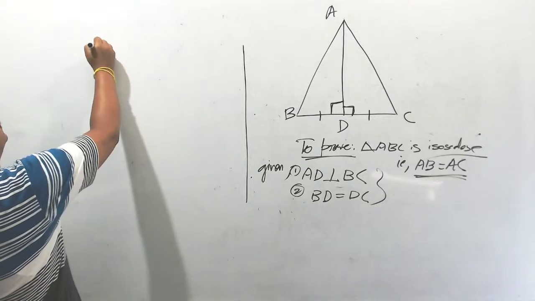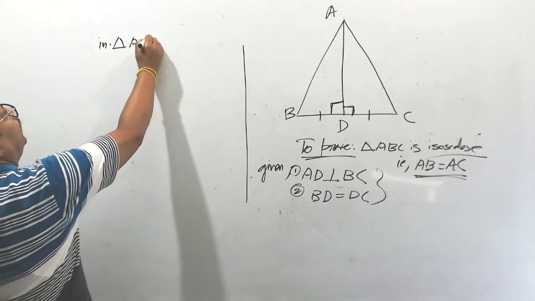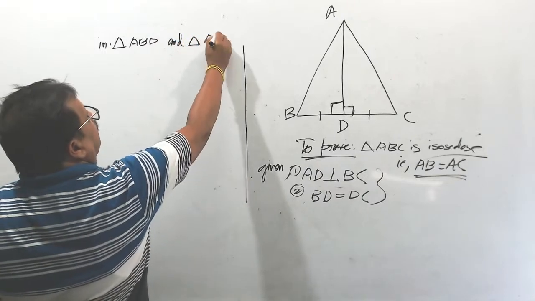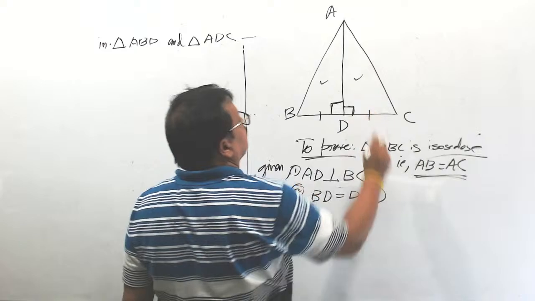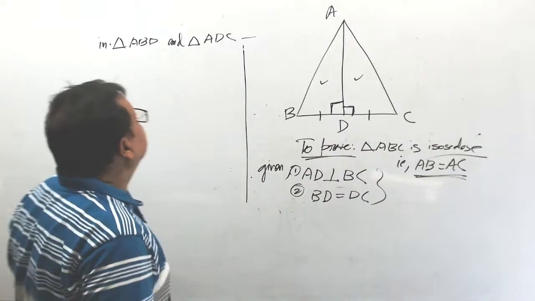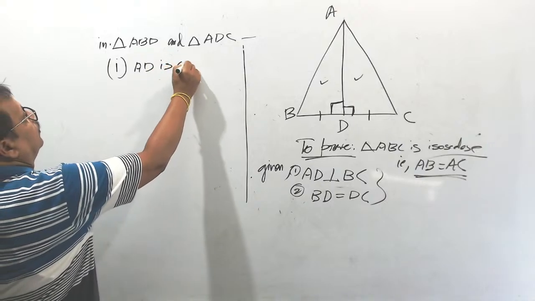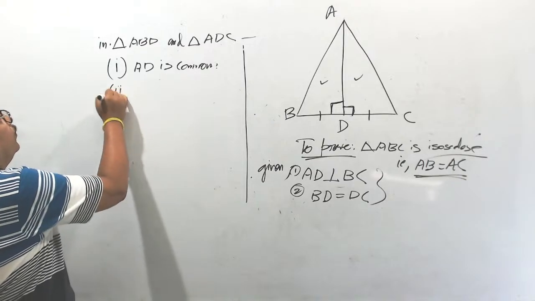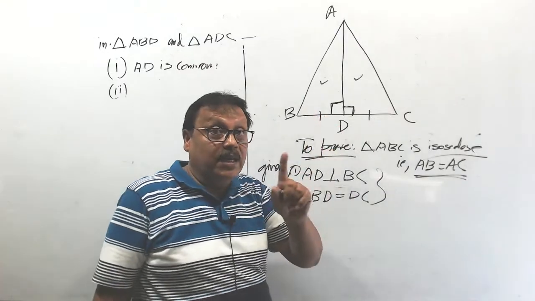In triangle ABD and triangle ADC, we are considering these two triangles. AD is common for both, isn't it? Number 1, AD is common. What is number 2? AD is common means one side you got for both triangles. One side S you got.